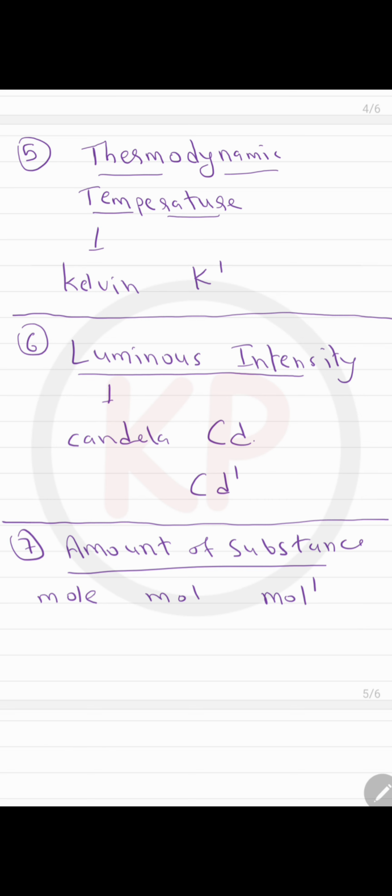So we have got 7 fundamental physical quantities. In sequence, we can say it is MLT AKCD mole. Remember this way, MLT AKCD mole. These are the 7 fundamental physical quantities. M is mass, length, time, ampere means electric current, K stands for Kelvin, thermodynamic temperature, CD is candela, luminous intensity, and mole stands for mole, or amount of substance.